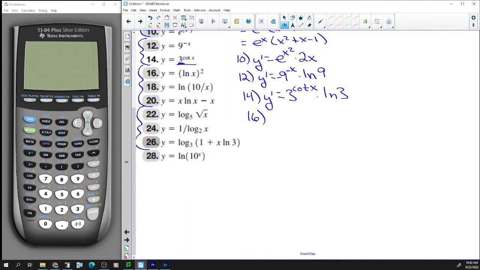16. Squared is the outside. So y prime is 2 natural log of x. There's multiply by 2. Oh, yeah, go ahead. Oh, I forgot the cotangent part. Times negative cosecant squared of x. There we go. I got caught up in talking about that other stuff.